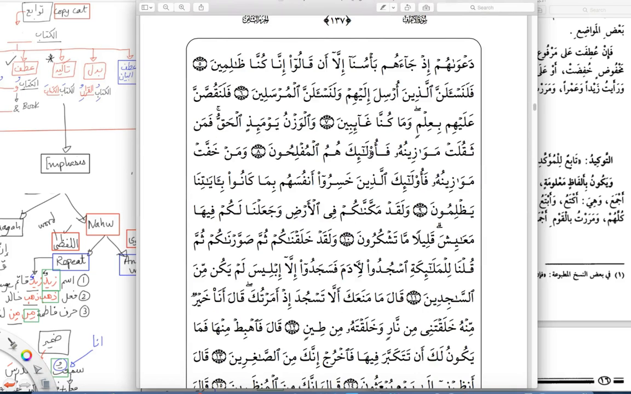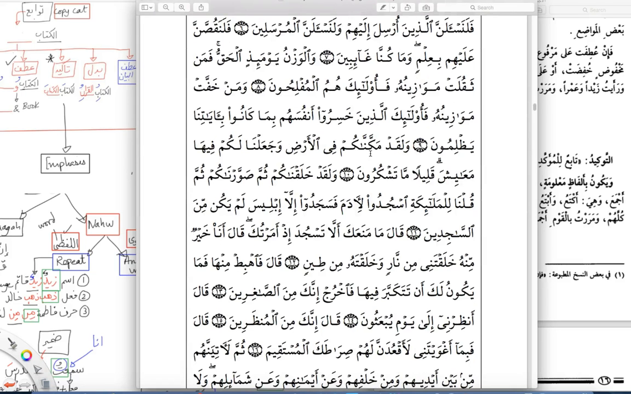Okay, let's move a bit down. Okay, so أولئك, this is what we call a mubtada. أولئك is the mubtada. Al-muflihuna is the khabar. So أولئك is in the rafa state, because all mubtadas are in the rafa state. Al-muflihun is the khabar, which is in the rafa state as well.